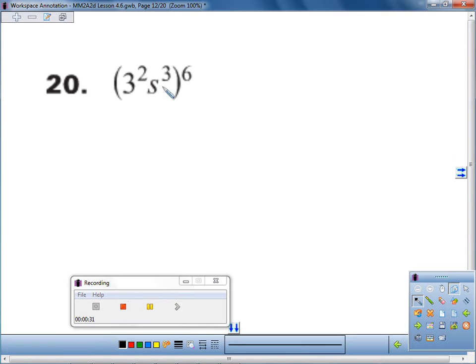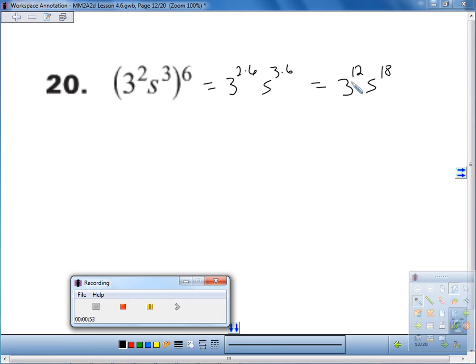Alright, for 20 we have a power of a power. We have 3 squared and s to the third. So we'll end up multiplying. We'll multiply those powers, and so we should end up with 3 to the 12th power and s to the 18th power. And if we take 3 to the 3rd power, we end up with this. 3 to the 12th power, sorry. And that would be our answer for number 20.